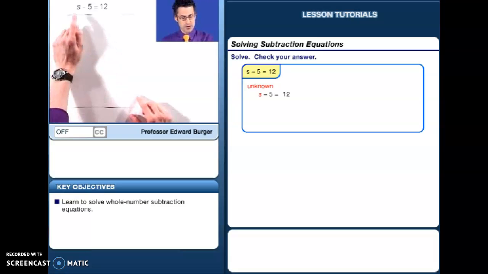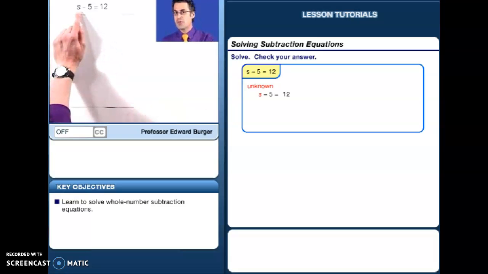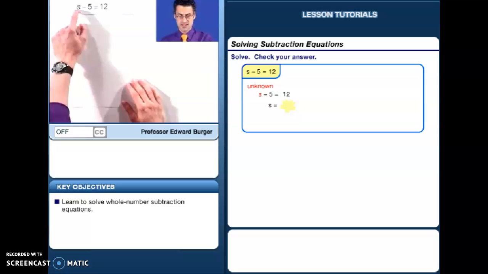So what does that mean? Remember, think of S as some number that we just don't know yet. And the question is, what number is that? So I want to have, at the end of the day, S equals, ta-da, the answer. So what do I have to do? Well, I want to have S all by itself. And so what do I have to do?